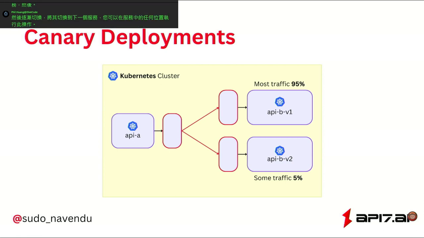When you were using an API gateway, you were limited to the application boundary, but now you can do it anywhere in your architecture.